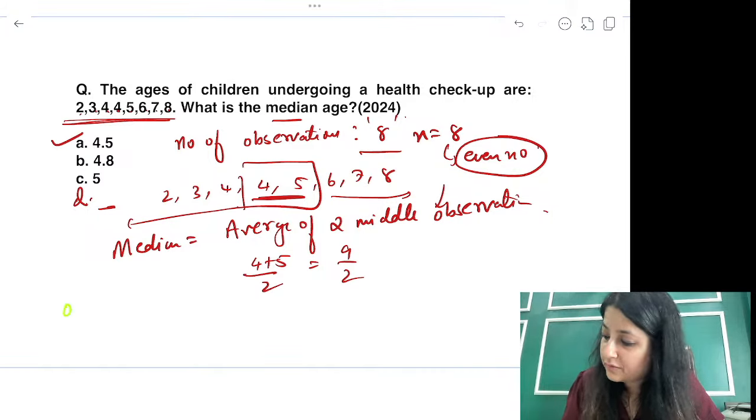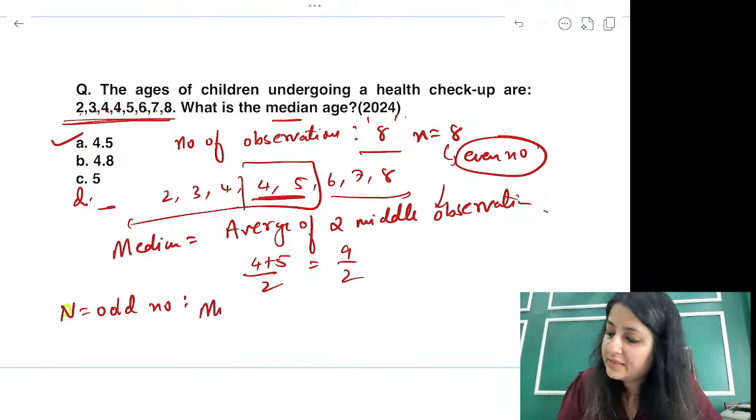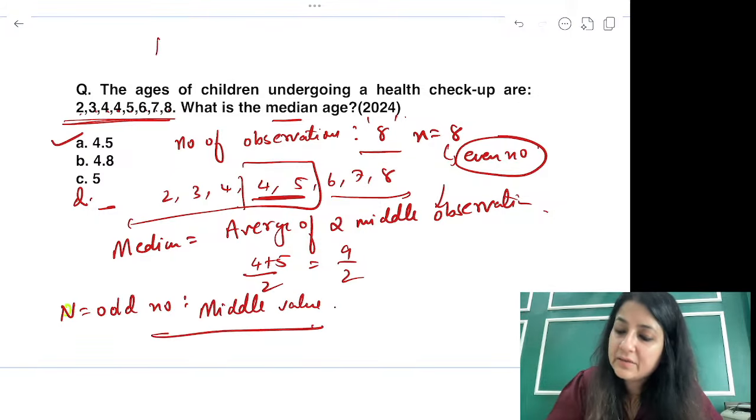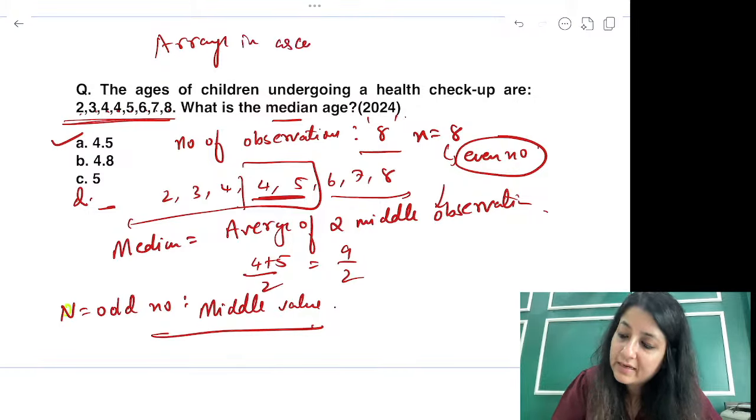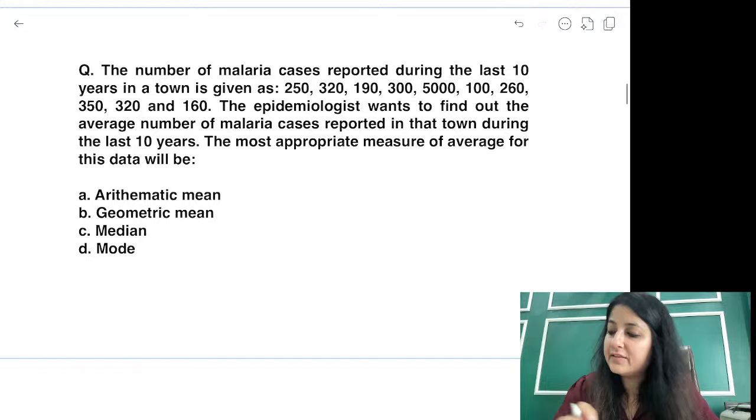But whenever you have an odd number of observations, whenever n is equal to an odd number, what will be your median? Your median will simply be the middle value. But always remember to arrange in ascending order. Clear? You will arrange in ascending order. Okay? Let us have a look at this question.